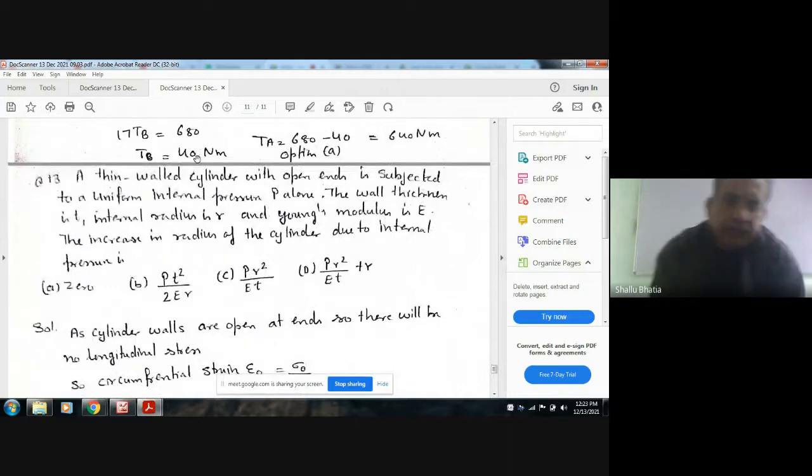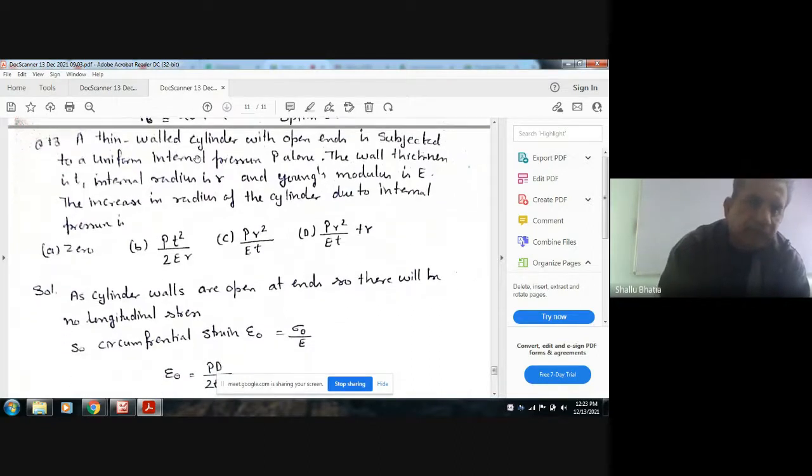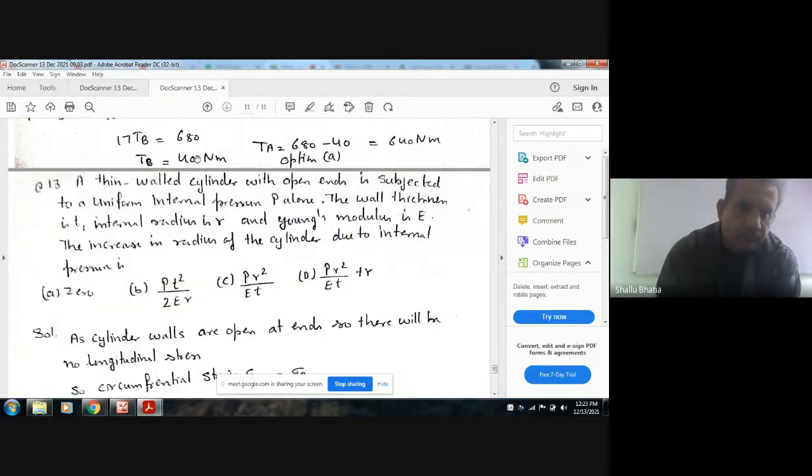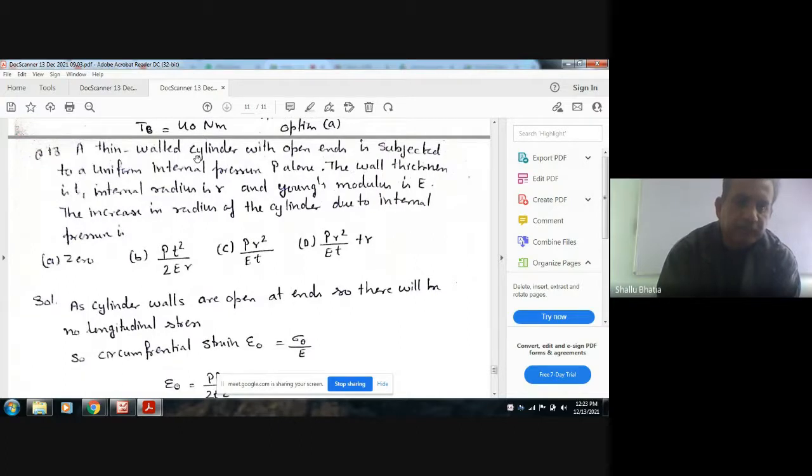a thin-walled cylinder with open ends is subjected to uniform internal pressure P alone. The wall thickness is t, the internal radius is R, and the Young's modulus is E. The increase in the radius of the cylinder due to internal pressure is: A) 0; B) Pt square by 2ER; C) PR square by Et; D) PR square by Et plus R.